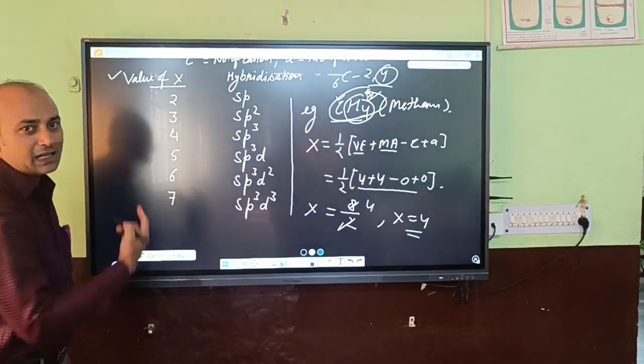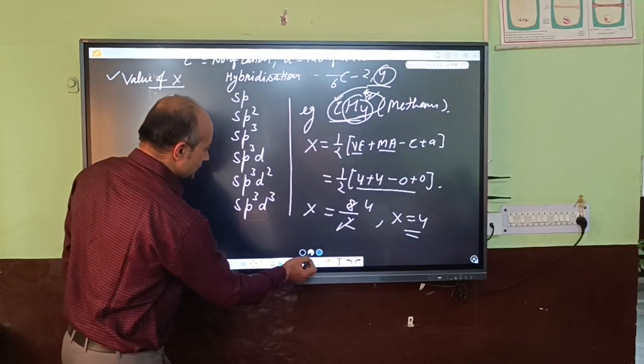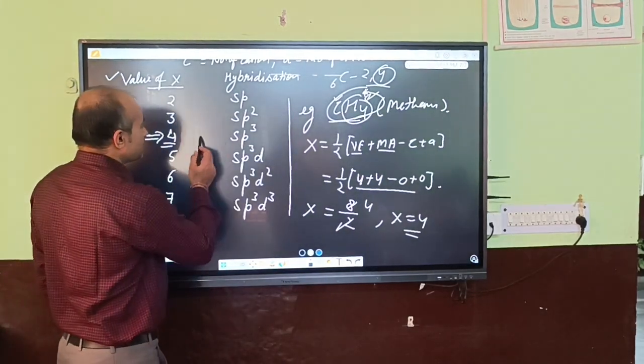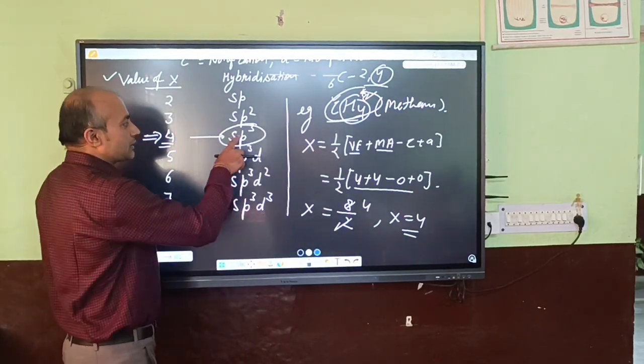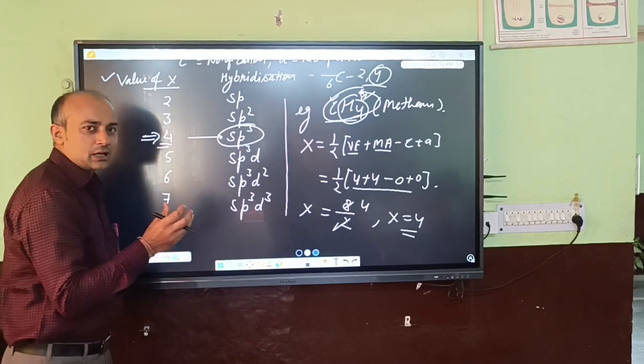Match this value with the help of this table. Where is 4? Girls and boys, 4 in this table. The hybridization is sp3, meaning the total number of orbitals used is one s and three p. The total orbitals used are 4.